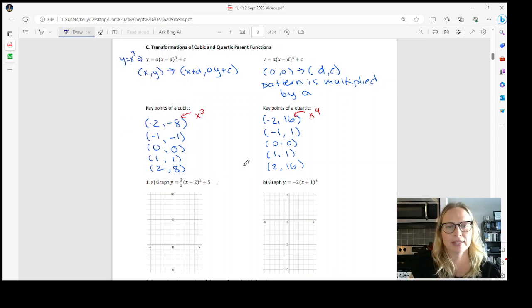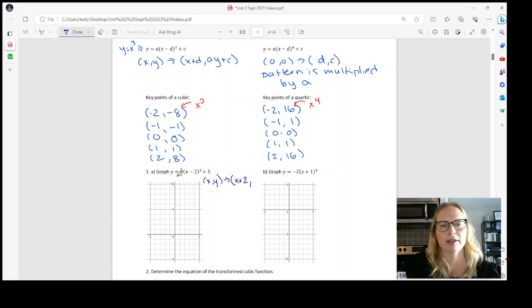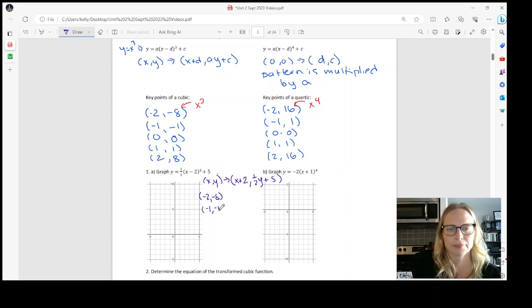So to graph this function, let's do it using the transformations. So (x, y) would move to, okay, so what's happening? We are shifting it to the right by 2, so x plus 2. And our y values are being multiplied by a half and then 5 is being added. Okay, so taking our points, (-2, -8), just copying them down from up above.